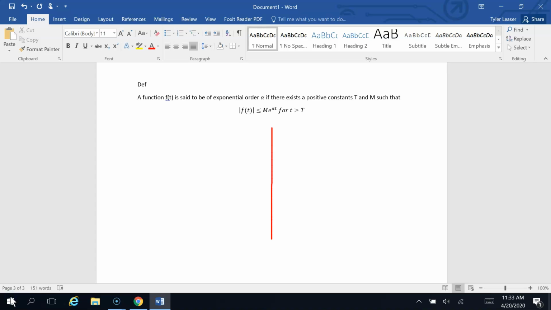Okay, so if we have our x and y axis here, basically what this is saying is that as long as the function f of t is below the exponential function M e to the alpha t. So exponential functions, remember, they just do something like this, right? They blow up really, really quickly. It doesn't really matter what f is doing as long as f is bounded from above by this exponential function. So maybe it's doing something weird like this.